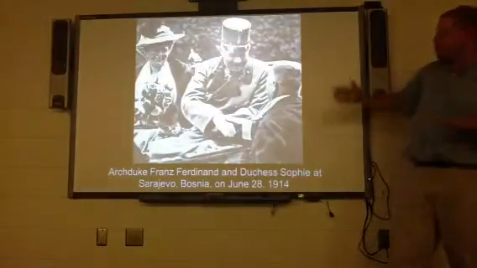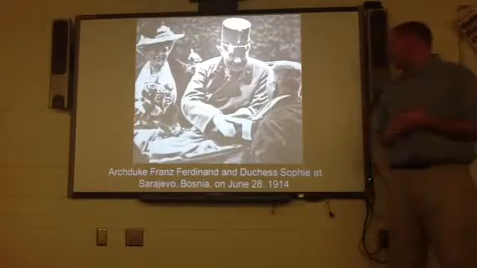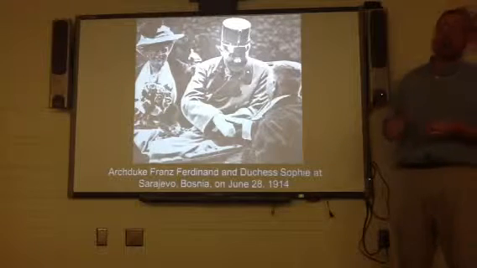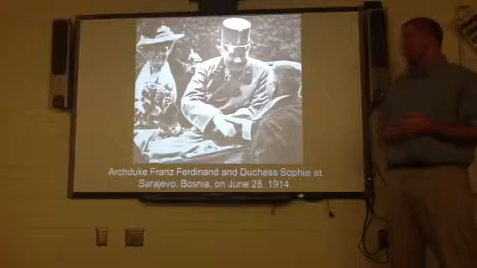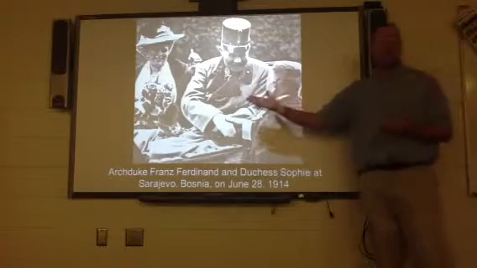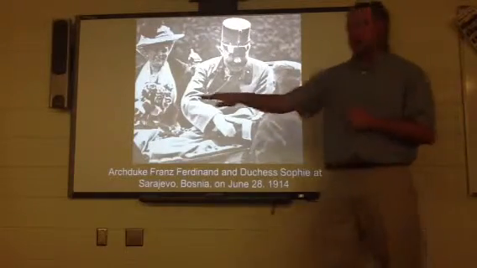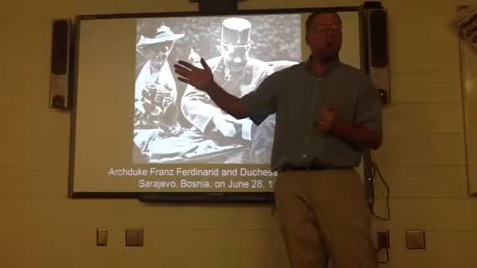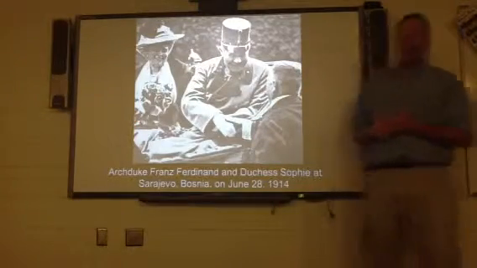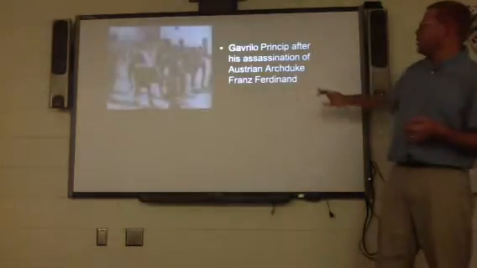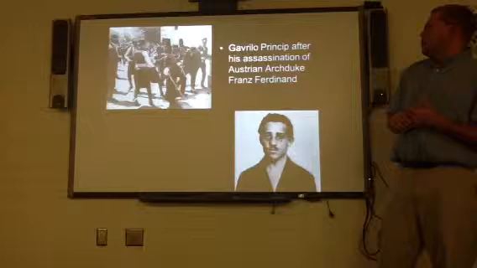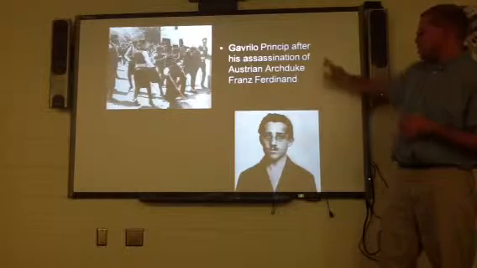So how does that work? All right, so here's Archduke Franz Ferdinand and Duchess Sophie in an open convertible car going through the streets of Sarajevo, Bosnia. Now again, today, do we see a president of the United States driving down a street in a convertible? No. And we can think of an example like JFK and what happened there. So now how does this work? Okay, so here's a picture of Princip after his assassination of Archduke Franz Ferdinand.